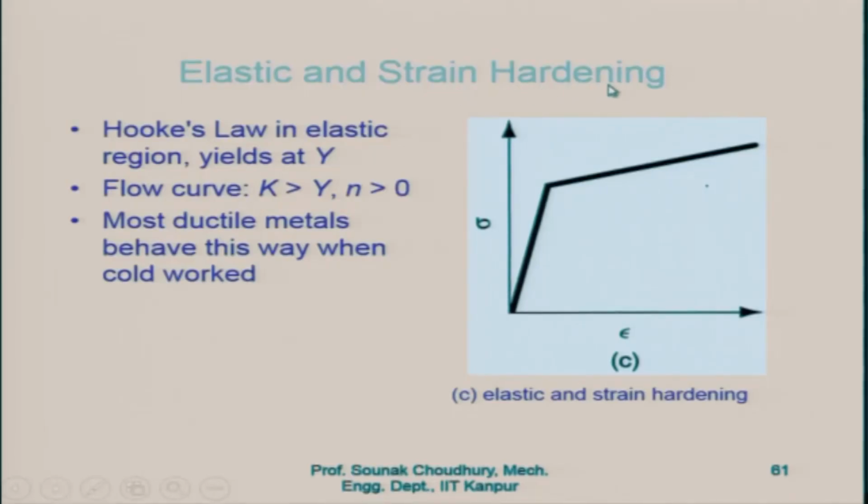Elastic and the strain hardening, that is the third category. Then Hooke's law applies in the elastic region, and it yields at Y, okay. So, the flow curve in this case will be K is more than Y because n is positive, n is more than 0, meaning that the strain hardening occurs. All right. Most ductile metals behave this way when cold worked without heating the material. When the stress is applied, then the stress strain curve will be similar to what is shown here in this picture. So, this is the third category, that is elastic and the strain hardening.